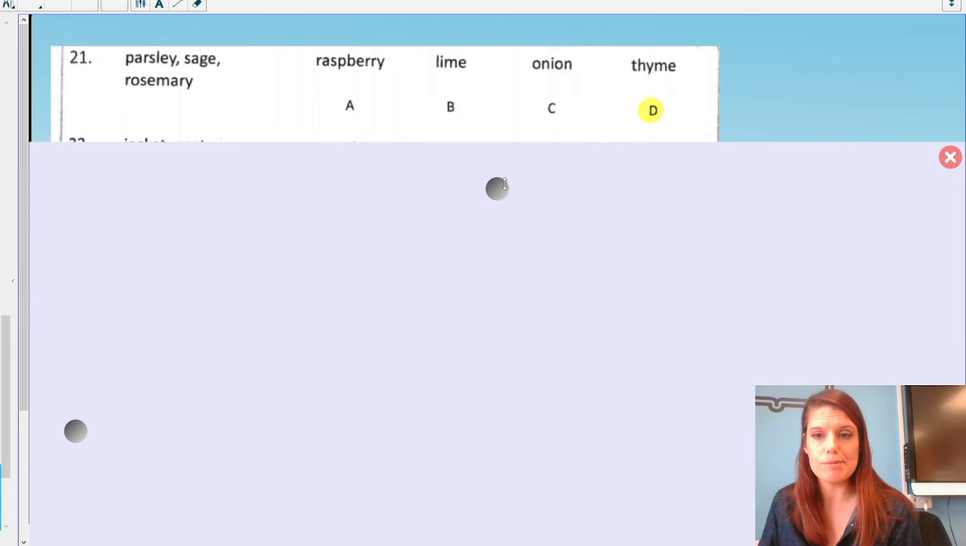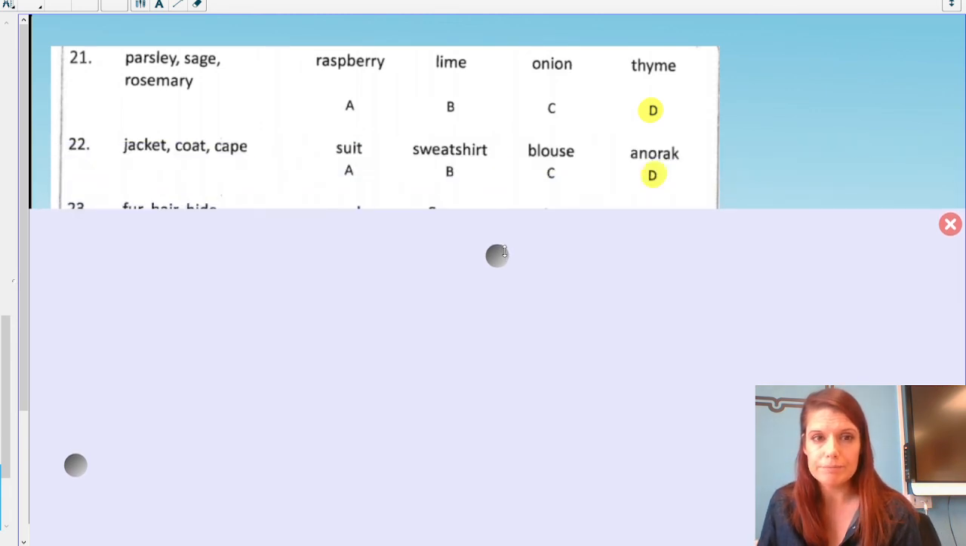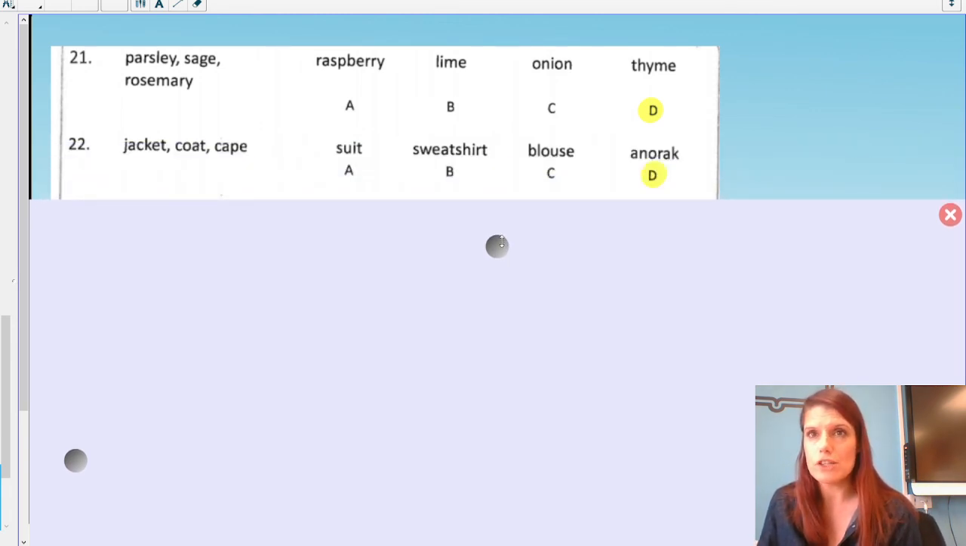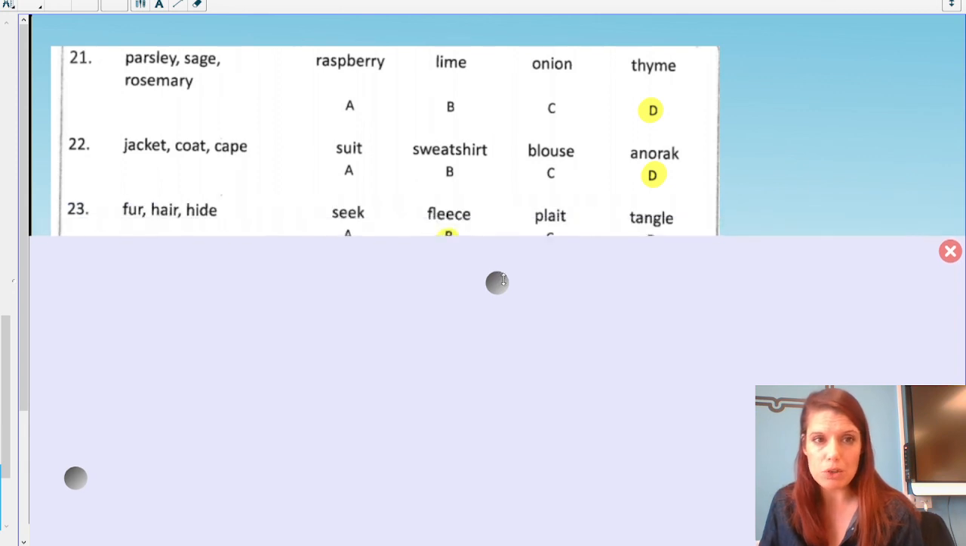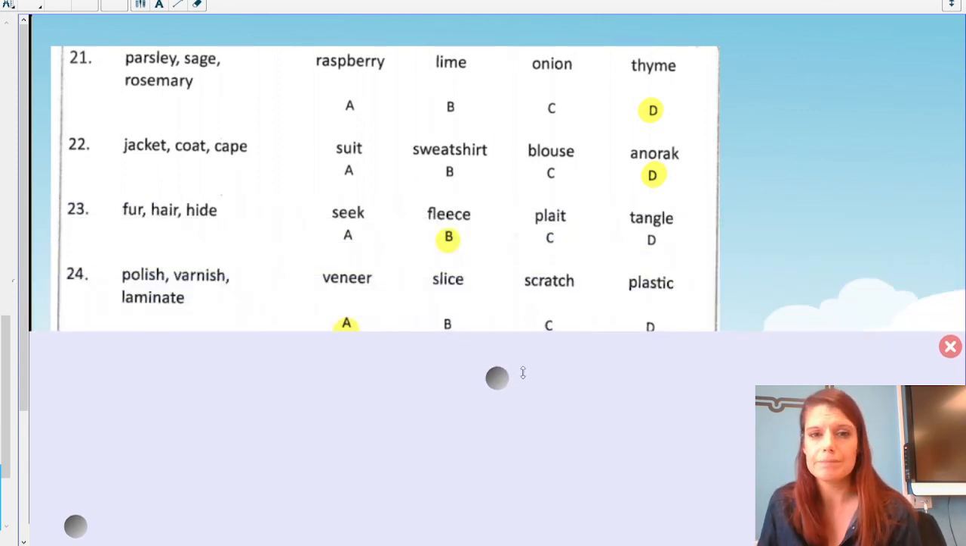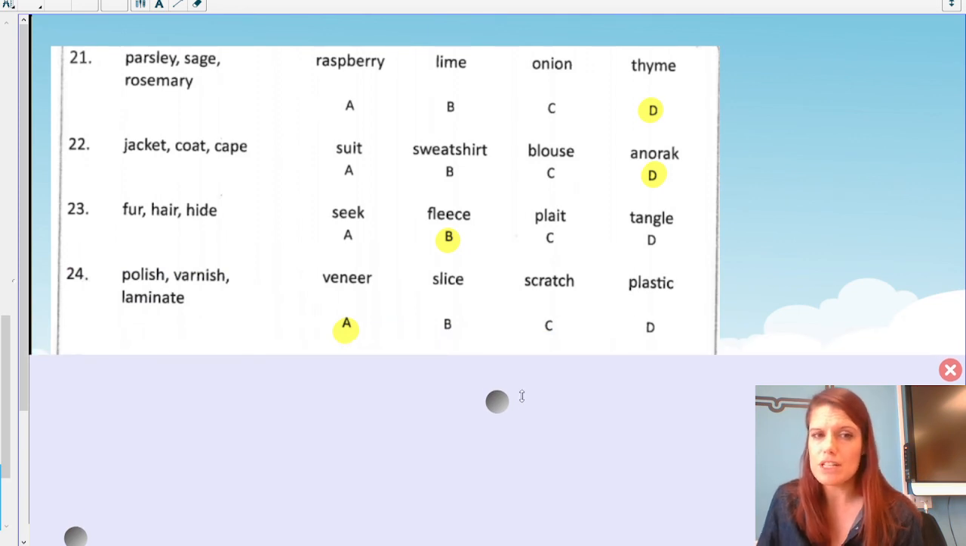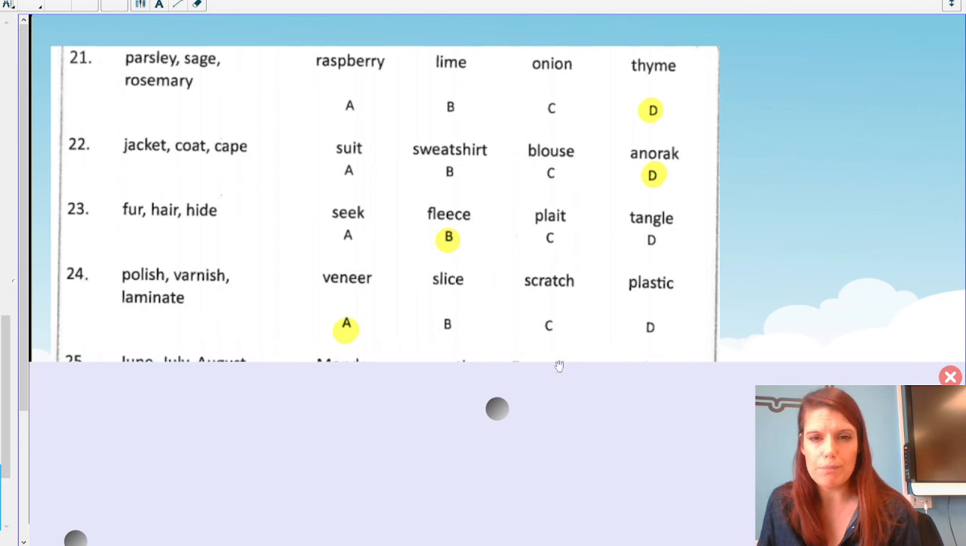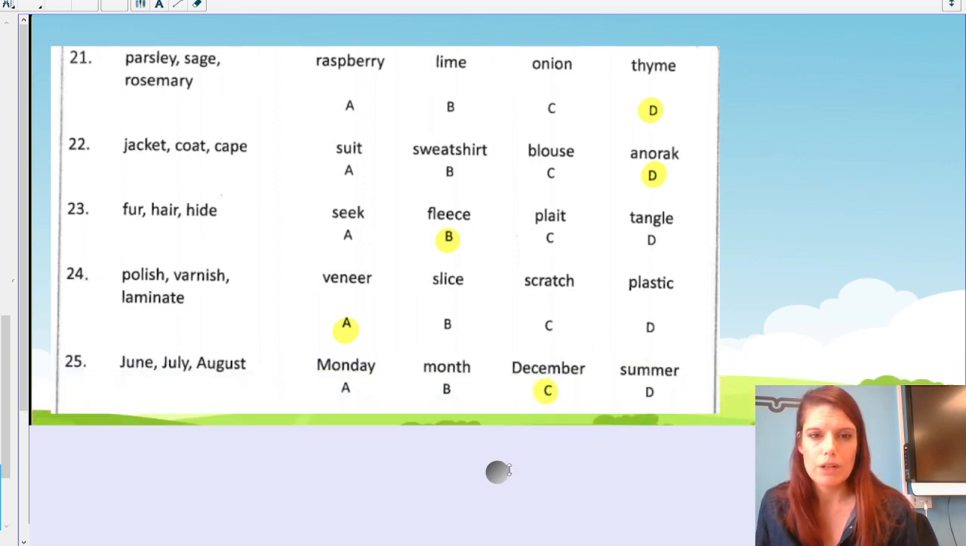Parsley, sage, rosemary, and thyme are all herbs. Like the example question, an anorak is also something you wear on your upper body. Fur, hair, hide, and fleece. Polish, varnish, laminate, and veneer. Again, it's a tricky word, but you might have been able to work it out looking at the other options that aren't quite the same thing. December is another month of the year.